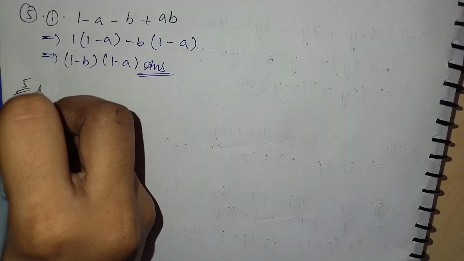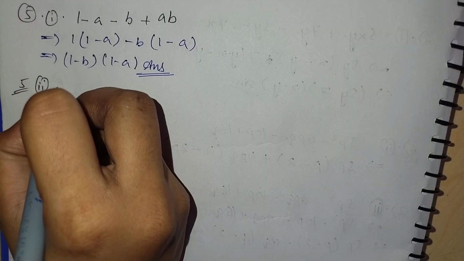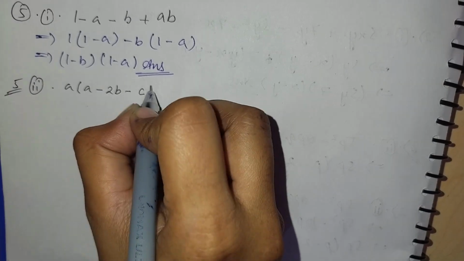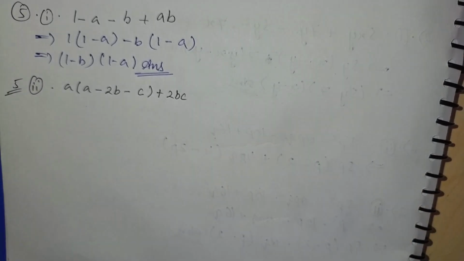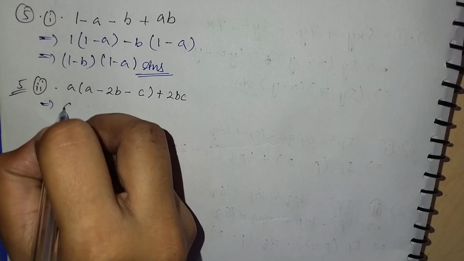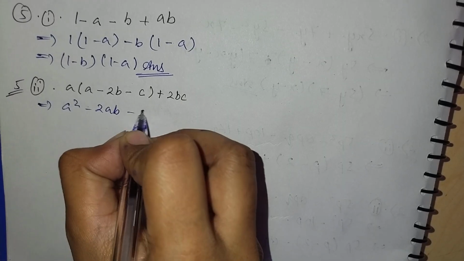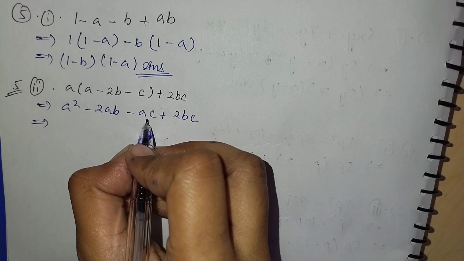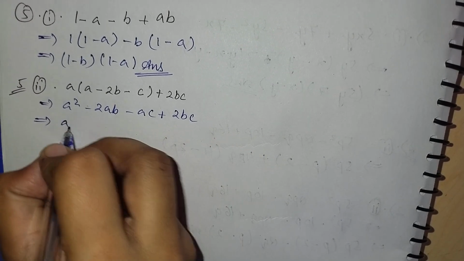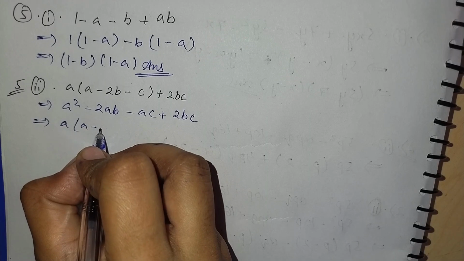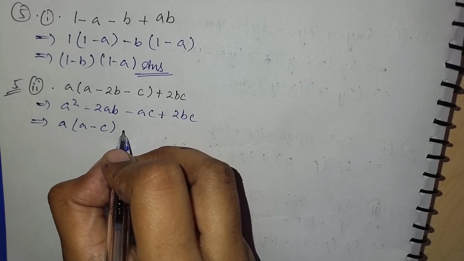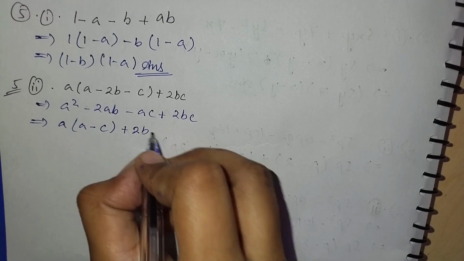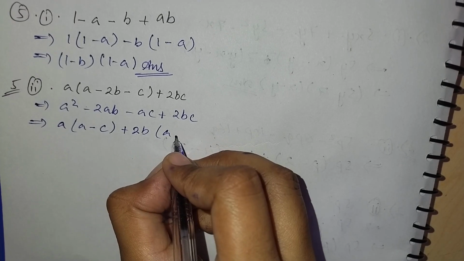Now the fifth question, second part, says a square minus 2ab minus ac plus 2bc. Here we can take common as a, so a minus c. Here we can take common as minus plus 2b. So here we can write a.